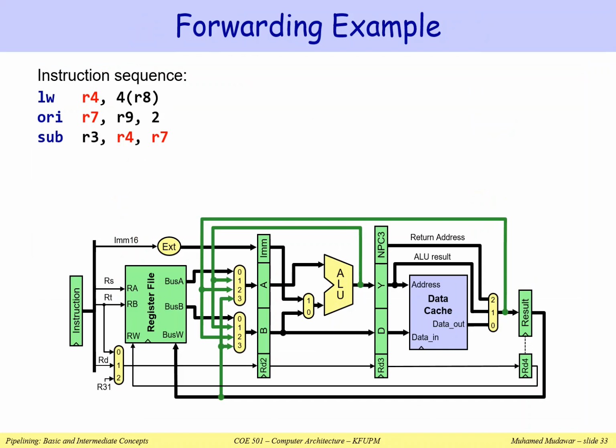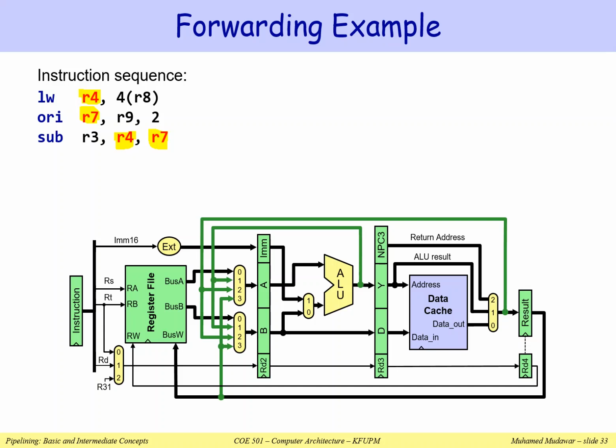Let us take a look at this example. It's a simple forwarding example. Now we have a sequence of three instructions: load word, or immediate, and subtract. Clearly, the subtract instruction depends on the load word, and it also depends on the or immediate. You can see R4 here. This shows that the subtract is reading R4, which is written by the load instruction. The subtract instruction is also reading R7, which is written by the or immediate. So we have two data dependencies. The subtract depends on the load word. The subtract also depends on the or immediate.